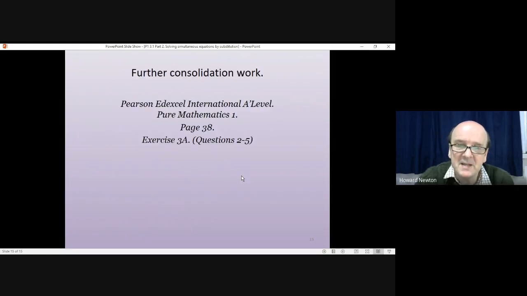Now that gets us to the end of the lesson. If you have the textbook, then turn to page 38, go to exercise 3A, and have a go at questions 2 to 5.